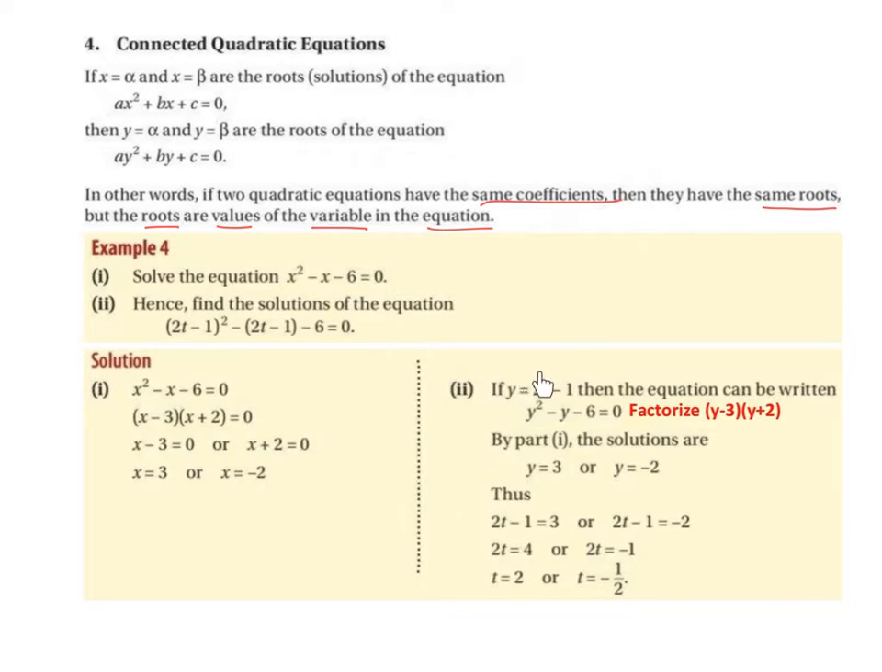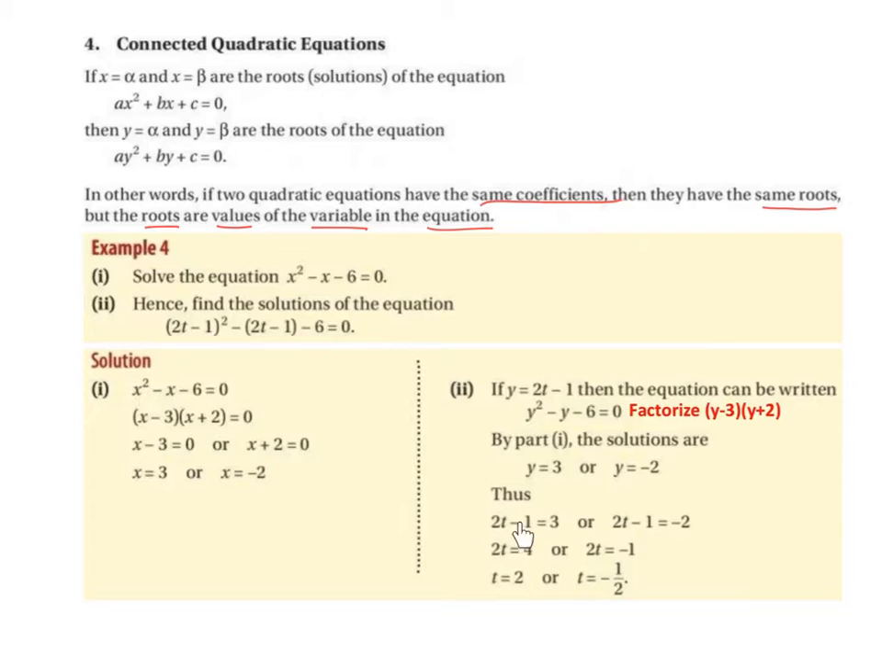So if y is equal to 2t minus 1, which is inside the brackets, then the equation can be written as y squared minus y minus 6 is equal to 0. So substituting the 2t minus 1 for y, you get y squared minus y minus 6 is equal to 0. Then we're going to factorize and get y minus 3 times y plus 2, which is basically what we got over here, just with x's. So by part 1, the solutions are y equals 3 and y equals minus 2. So over here we got x equals 3 and x equals minus 2. Now we have y equals 3 and y equals minus 2.